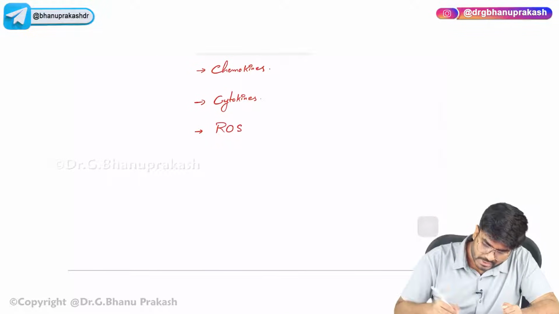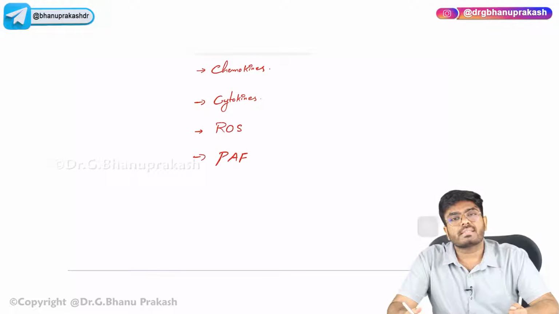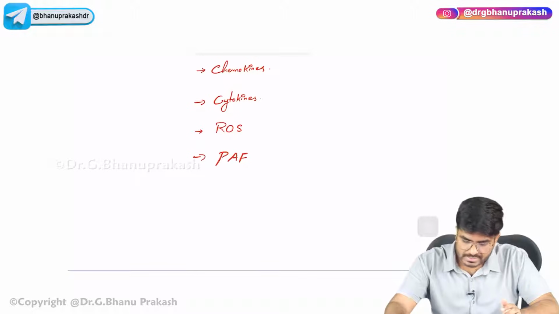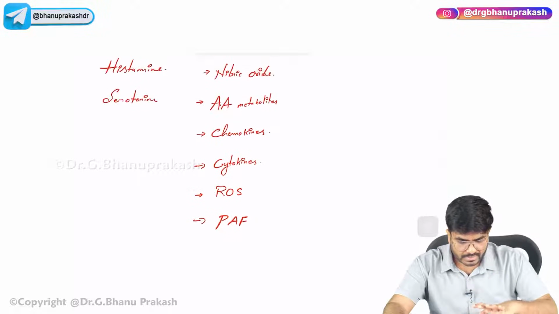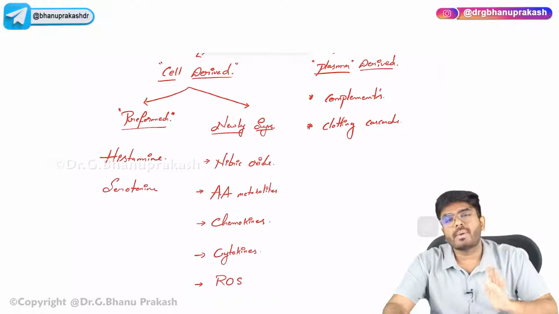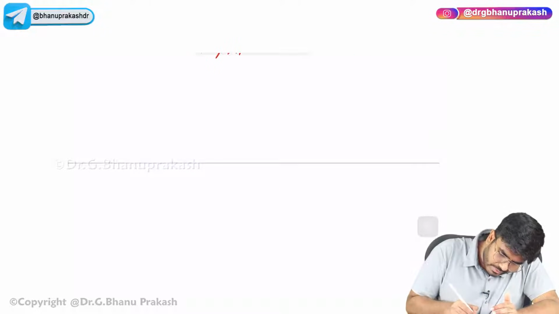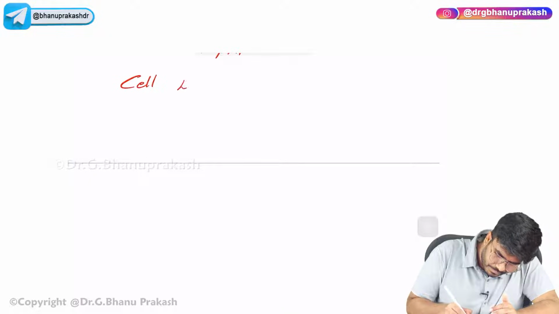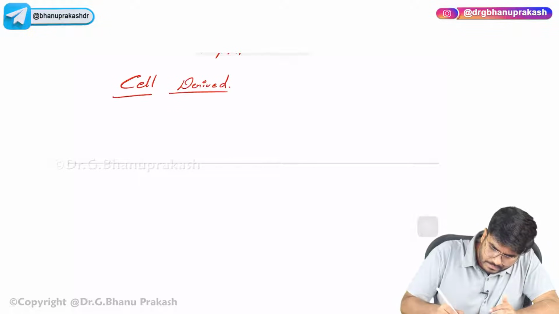One thing which I forgot is the platelet activating factor, PAF. All these are examples of newly synthesized mediators. After this, let's begin our topic with cell derived inflammatory mediators, that is, preformed. Now in cell derived, we are starting with the preformed.